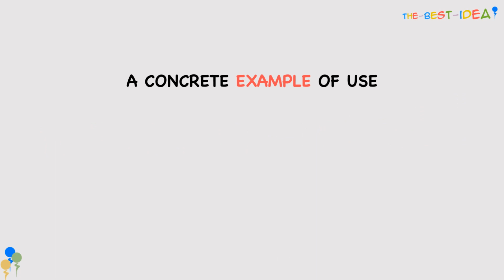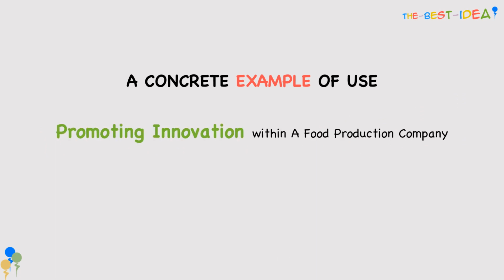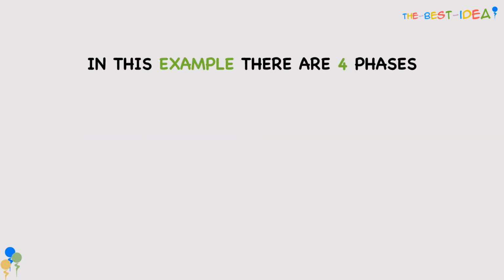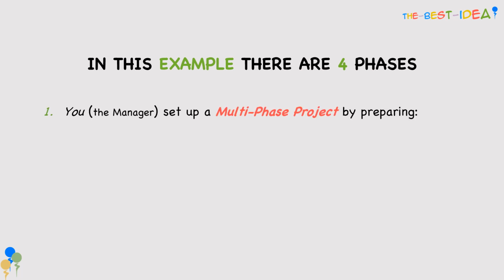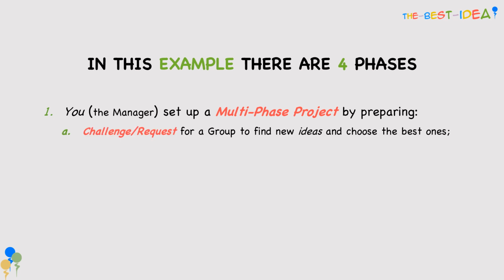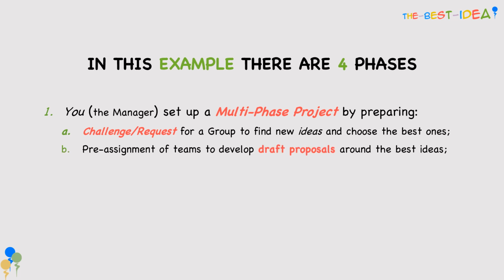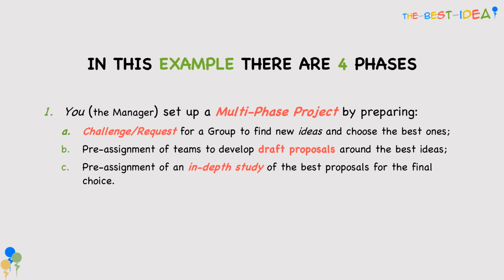Now let's see a concrete example of using the platform to promote innovation within a food production company, using the multi-phase project function. In this example there are 4 phases. In the first phase, you, the manager, set up a multi-phase project by preparing a challenge request for a group of employees to find new ideas and choose the best ones. Pre-assignment of teams to develop draft proposals around the best chosen ideas. Pre-assignment of an in-depth study of the best proposal for the final choice.